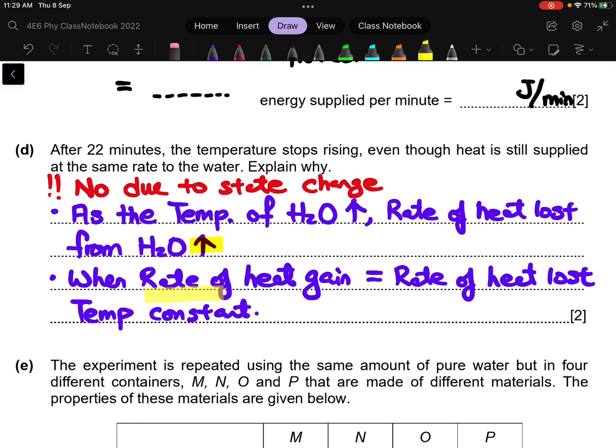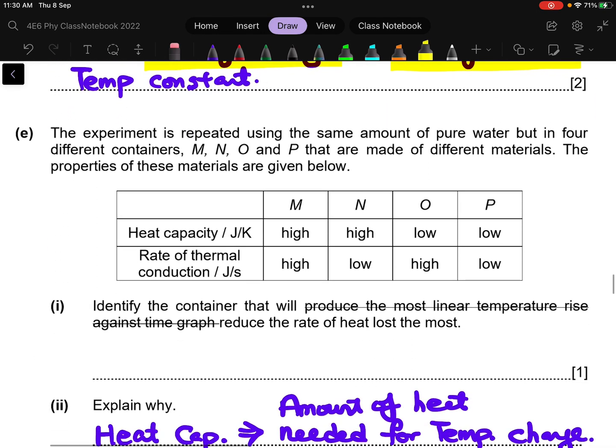Then you need to tell me that the temperature remains constant because the rate of heat gain equals the rate of heat loss. This will be your 2nd mark. So like I said, if you do not know this and if you have not tried the TYS on this question, very likely you will get this wrong.